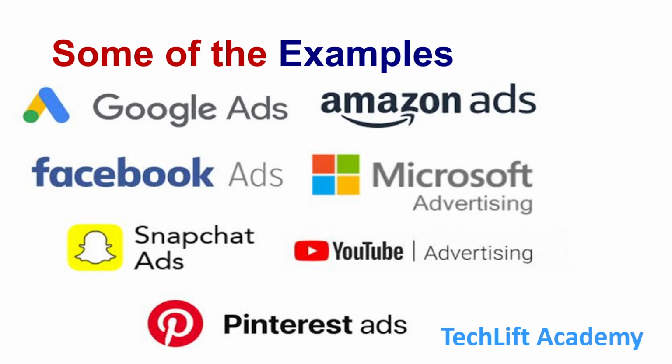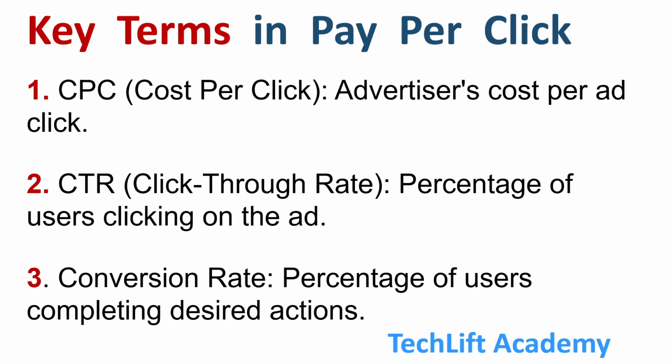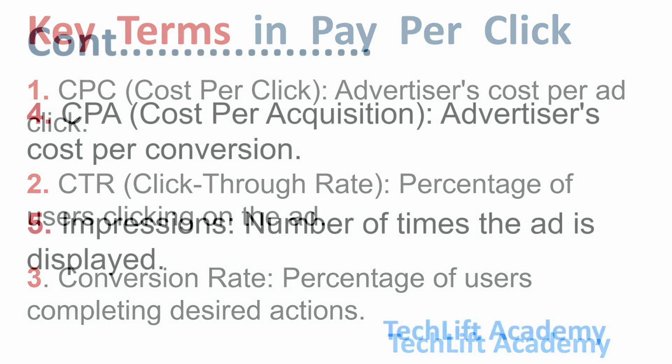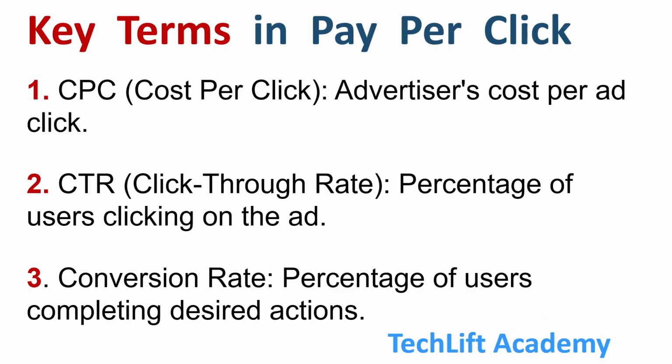Then these are some of the examples of pay-per-click ads. We have Google ads, Facebook ads, Snapchat ads, Pinterest, YouTube, Microsoft, Amazon. There are many of them. So when we get to pay-per-click, we have particular terms that we look at. There are quite many, over 30 of them, but we are going to discuss the most important ones, which are these 5 in particular.